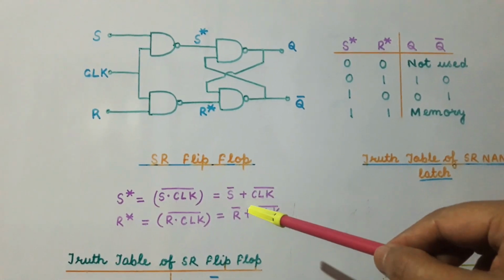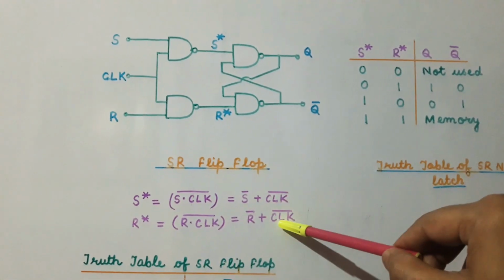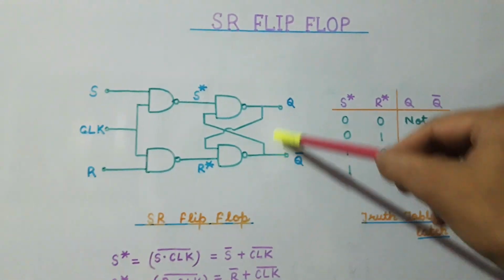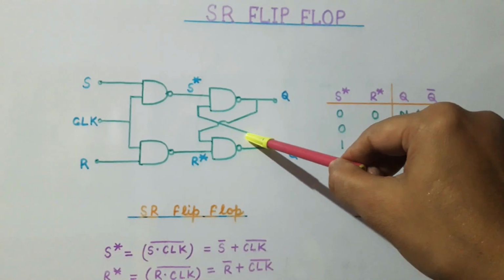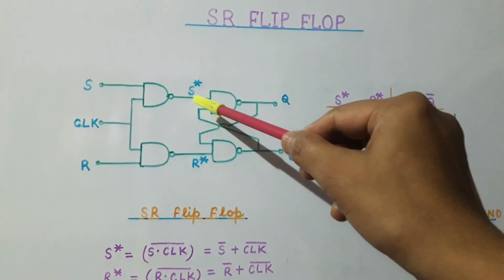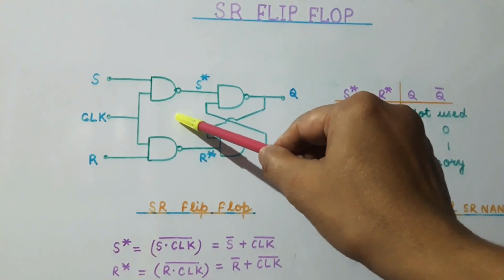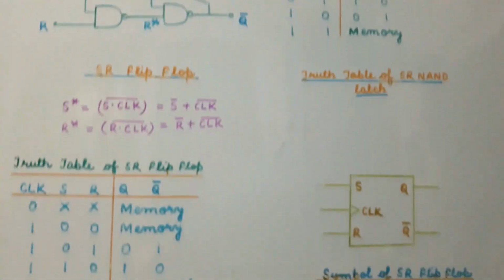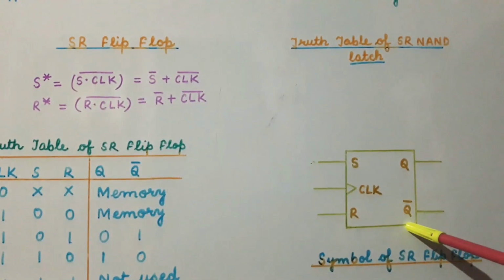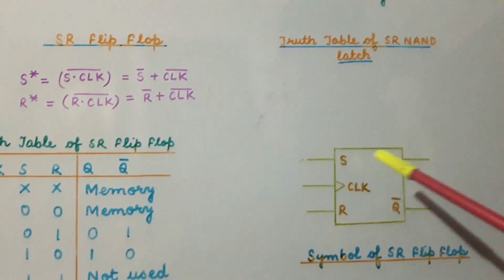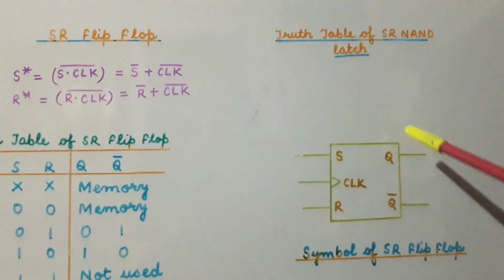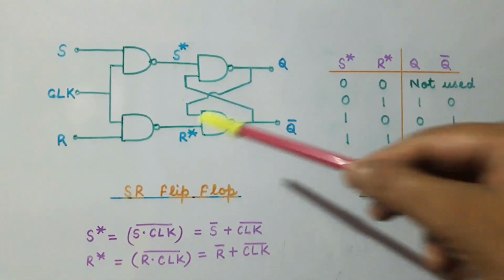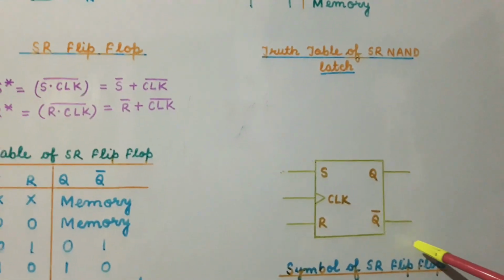Now let us try to find out the truth table for this SR flip-flop. Now what is SR flip-flop? This whole circuit is known as SR flip-flop, and the clock which is given here is edge triggered. We can represent this circuit diagram by symbol shown in this figure. That is, we have represented the SR flip-flop by a box and the whole circuit is inside this box.